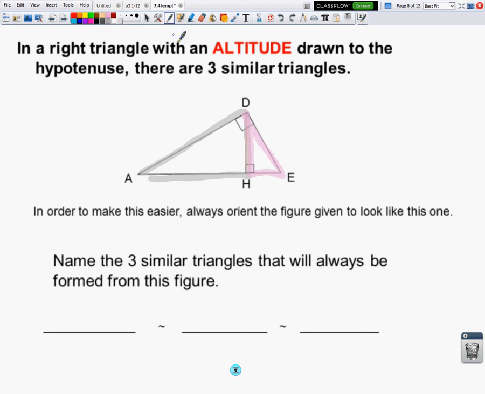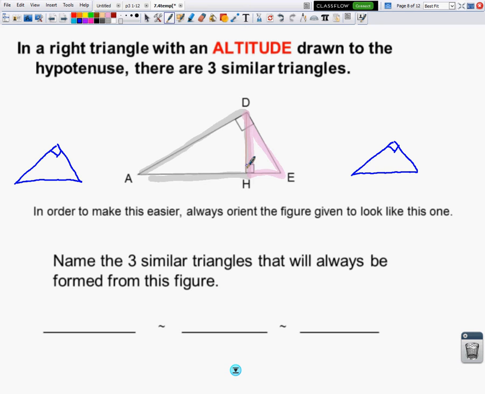And I'm going to keep the orientation the same as my original triangle. So when I go to draw it out, I'm going to draw it so that the right angle is on the top and the hypotenuse is on the bottom. And I'm just going to do that on both sides. Okay?